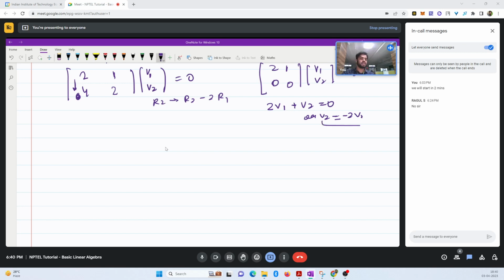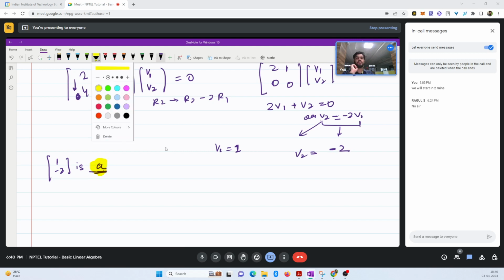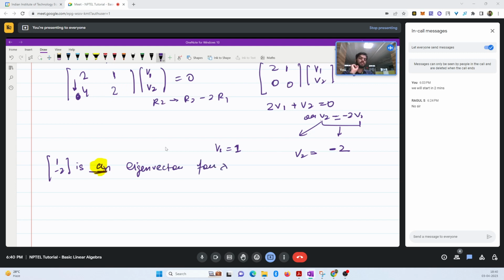So you will always get this kind of relation, and you can pick any vector satisfying this equation. Let's say I take v1 equal to 1, then what would my v2 be? v2 would be minus 2. So (1, minus 2) is an eigenvector here. This is not the only eigenvector, but an eigenvector for lambda equal to minus 1.